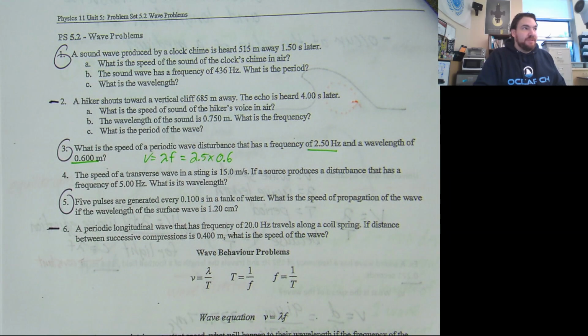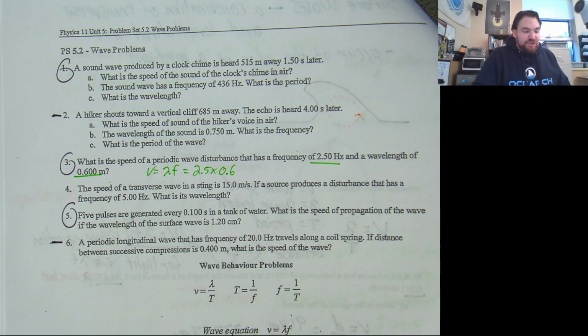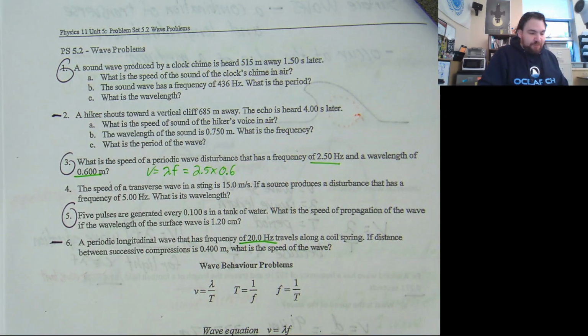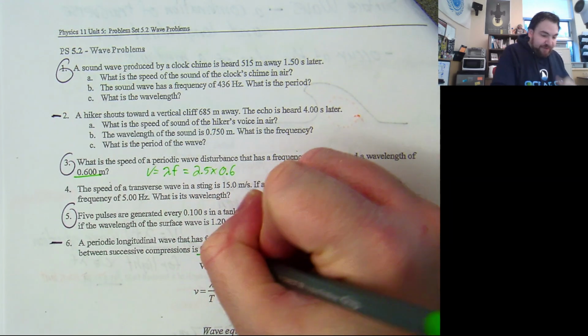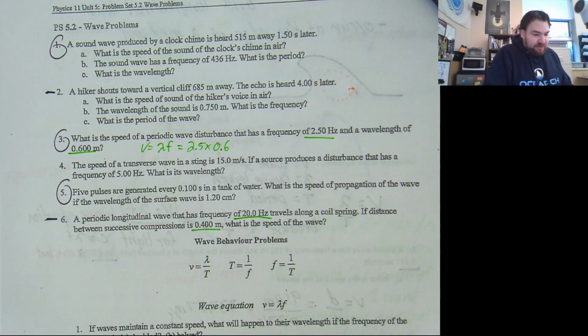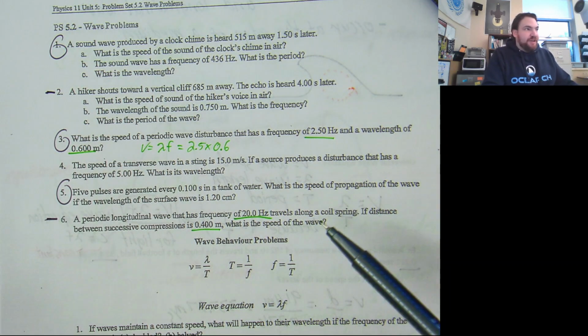Going once, twice, thrice, 6. The bonus-ish one. A periodic longitudinal wave has a frequency of 20 hertz. It travels along a coil spring. If the distance between successive compressions is 0.4, what is the speed of the wave? It's the same as 3, which is why I didn't originally assign it. But I said this was an interesting one because it is what I demonstrated in class.